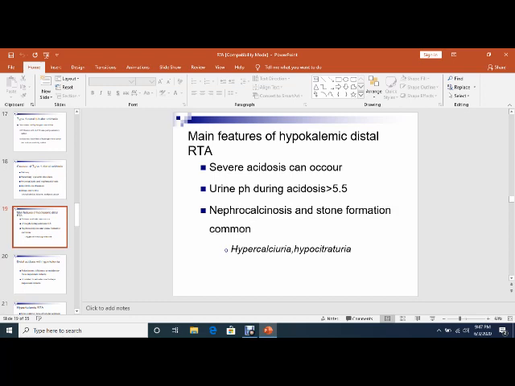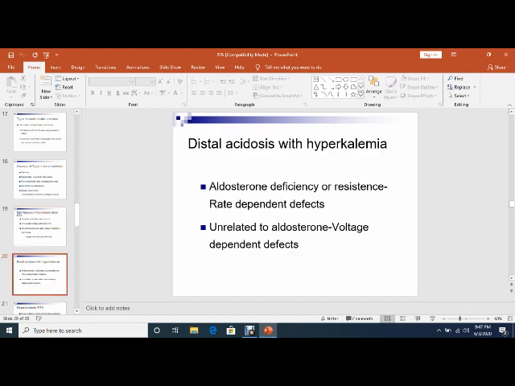Now what are the main features of hypokalemic distal RTA? These patients can present with severe acidosis, and urine pH in acidosis is more than 5.5. But if you remember, in proximal RTA, the urinary pH is less than 5.5. Here nephrocalcinosis takes place, which leads to stone formation, and hypercalciuria and hypocitraturia occur.